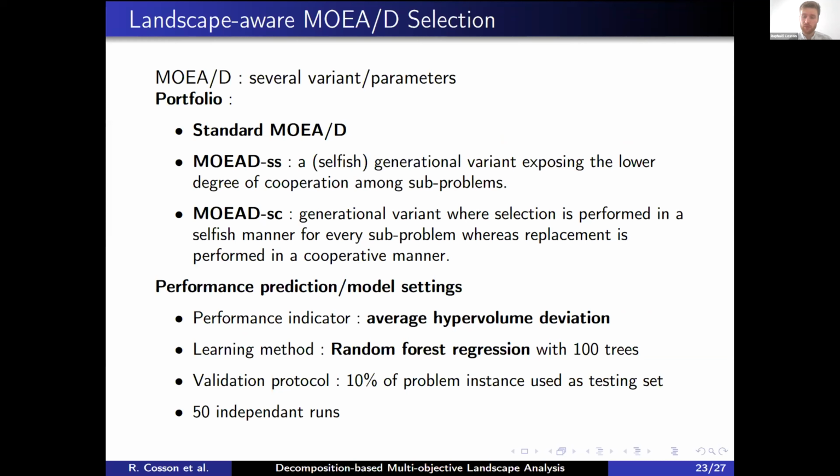We computed their performances over the benchmark. And we use the average hypervolume deviation as a measure of performance to decide which algorithm was the best given a problem, with a budget of 1 million evaluations. We use a random forest regression with 100 trees to learn the algorithm performances. So the model actually takes the features as input and tries to predict, for each of the three algorithms, its performance.